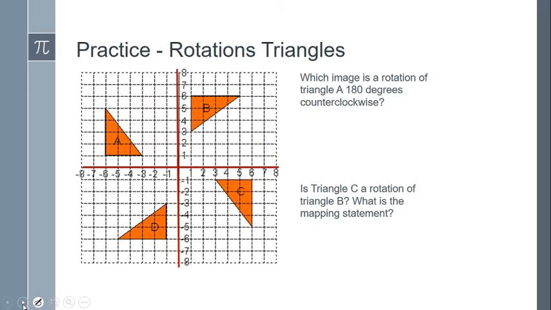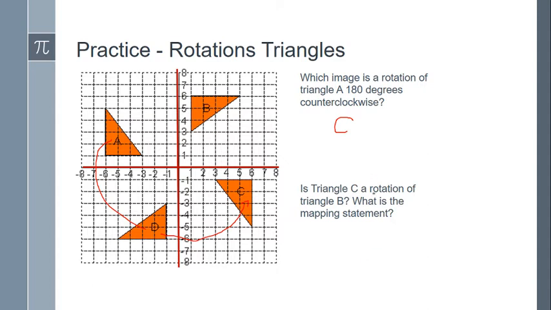All right, so now your turn. Go ahead and pause the video and tell me if you can answer which image is a rotation of triangle A, 180 degrees counterclockwise. All right, so the answer is, which one's 180 degrees of triangle A? There's 90 degrees, 180. Right, so that would be triangle C.